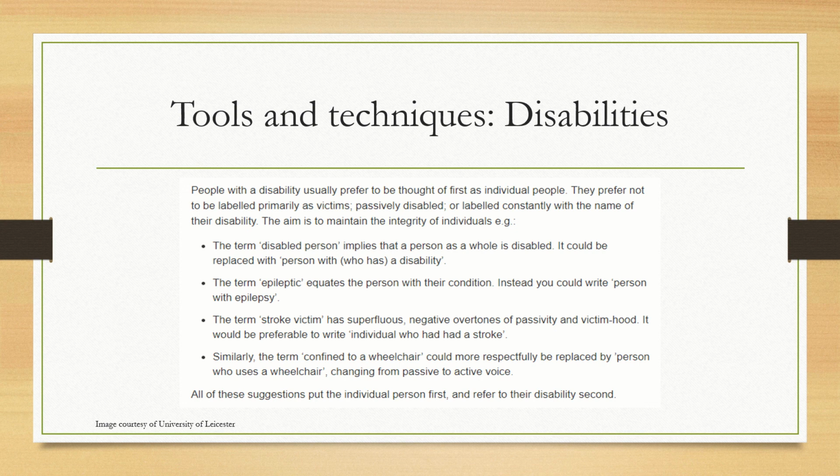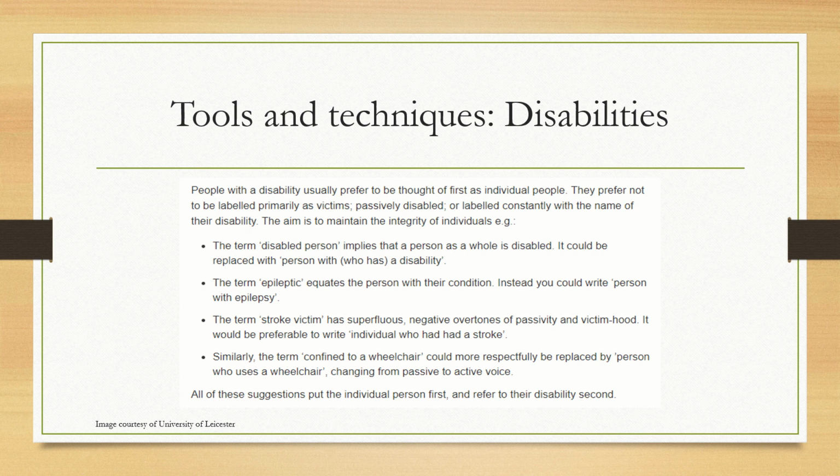The term stroke victim has superfluous negative overtones of passivity and victimhood. It would be preferable to write individual who had a stroke. Again, it's a person. They don't want to be looked at as a victim of a stroke; that's not their defining quality. No, there's tons more to each and every individual out there. And the term confined to a wheelchair, that little word alone, confined, means that they're just stuck there. That has such a negative connotation. We could replace that with a person who uses a wheelchair.